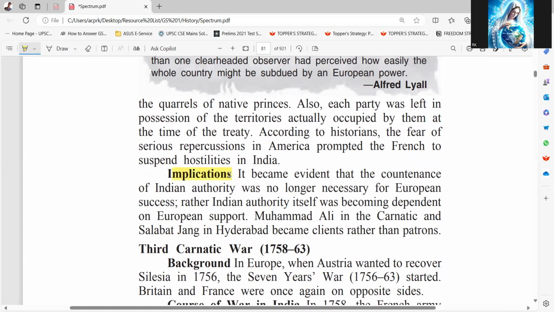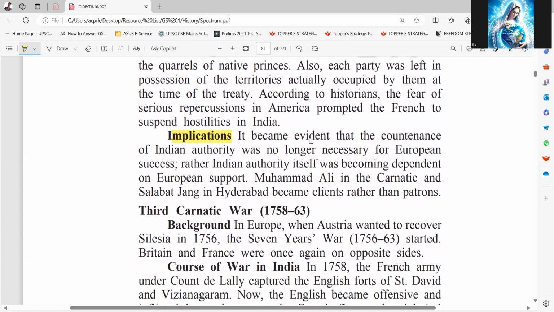Implications. It became evident that the countenance of Indian authority was no longer necessary for European success. Rather, Indian authority itself was becoming dependent on European support. Muhammad Ali in the Carnatic and Salabat Jung in Hyderabad became clients rather than patrons.